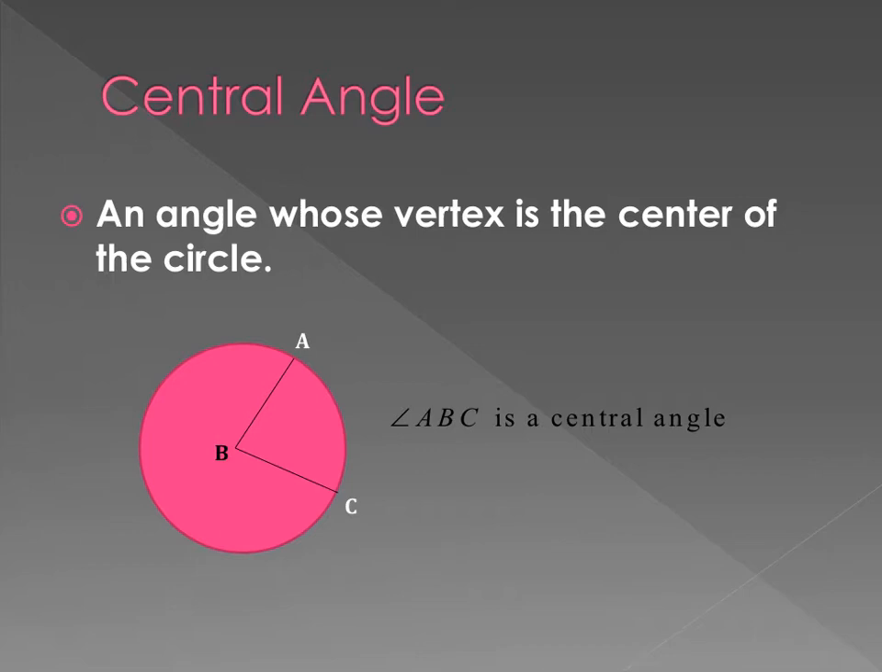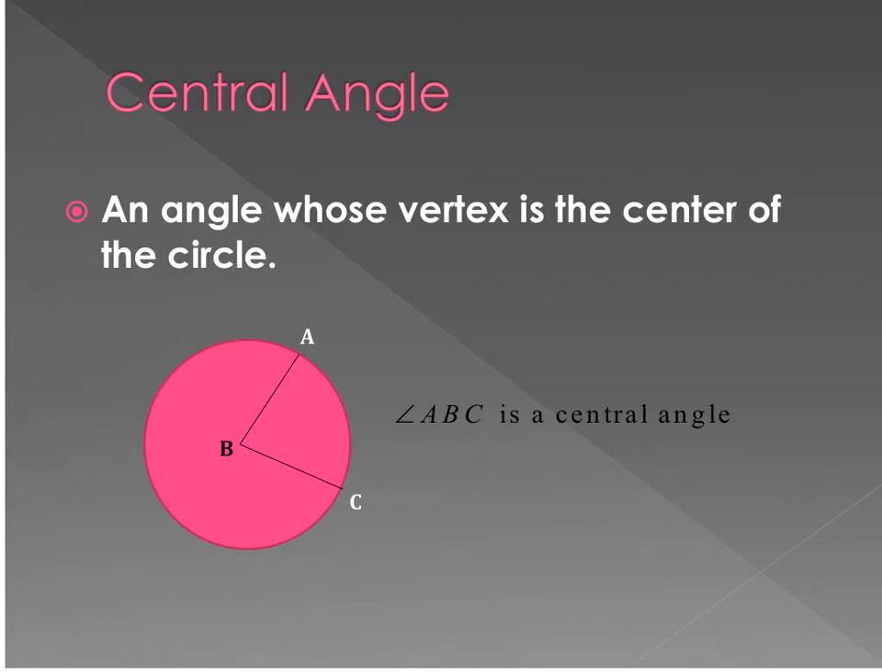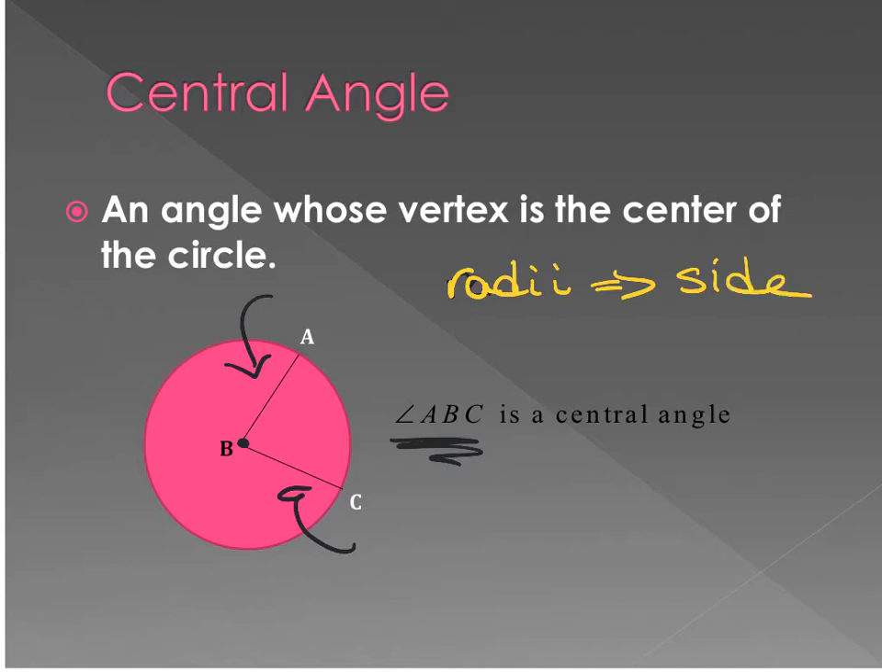So in this pink circle here, I've got my center, which is point B, and I can say that angle ABC is a central angle. The sides of the central angle are radii. So a central angle is formed by two radii meeting at the center. So the sides of a central angle are radii.